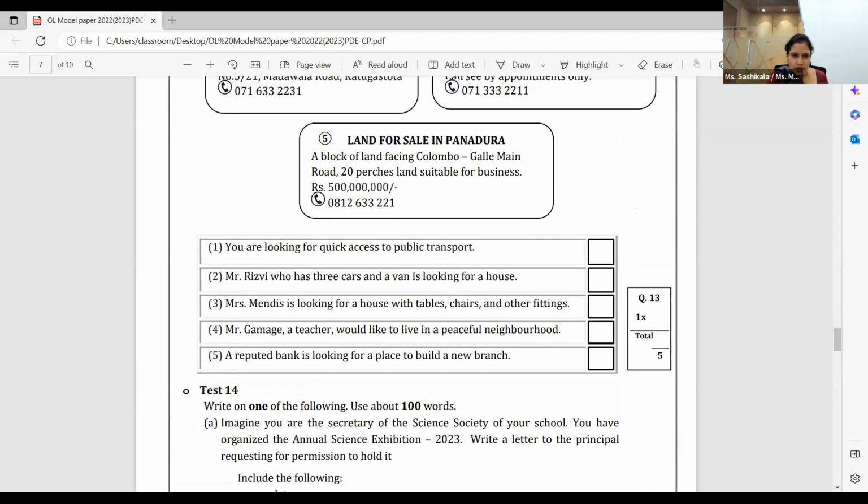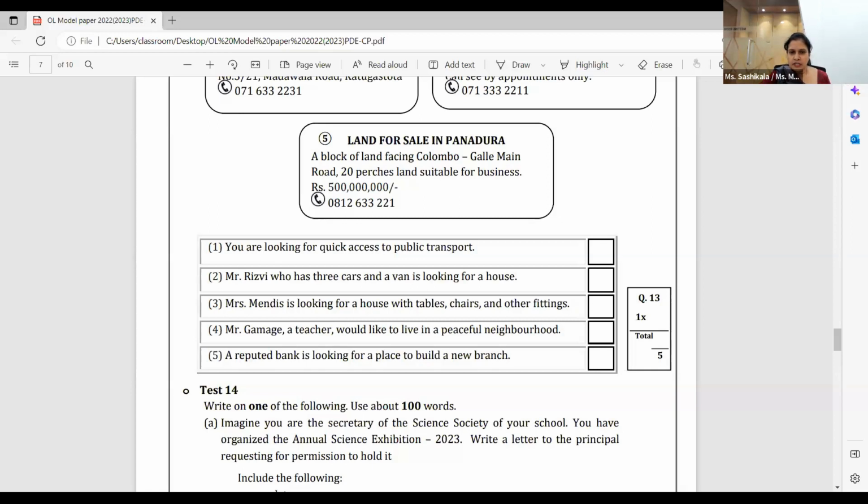You are looking for quick access to public transport. That is the first one. The second one, Mr. Rizvi, who has 3 cars and a van, is looking for a house. Number 3, Mrs. Mendes is looking for a house with tables, chairs, and other fittings. Number 4, Mr. Gamage, a teacher, would like to live in a peaceful neighborhood. And the 5th one, a reputed bank is looking for a place to build a new branch.